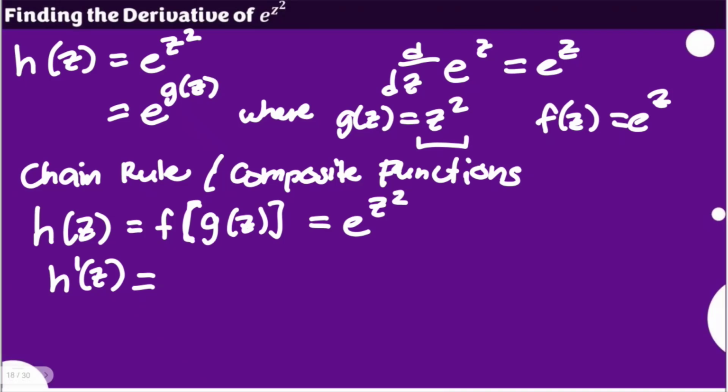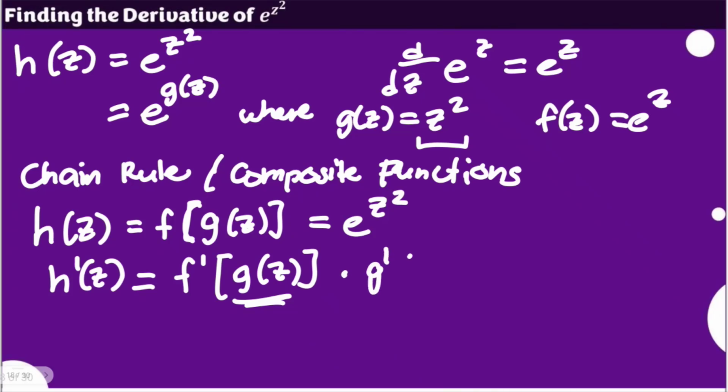When you try to review the rule for chain rule or composite functions, we're going to take the derivative of the entire expression, treating this as 1, and then times the derivative of the function inside. Okay? That would mean we're going to take e to the power of z squared as 1. That is actually equivalent to itself, e to the power of z squared. Because we're treating it as 1, we don't consider this as a function. So the first answer is itself, e to the power of z squared.